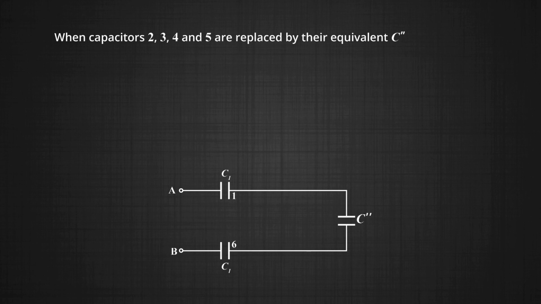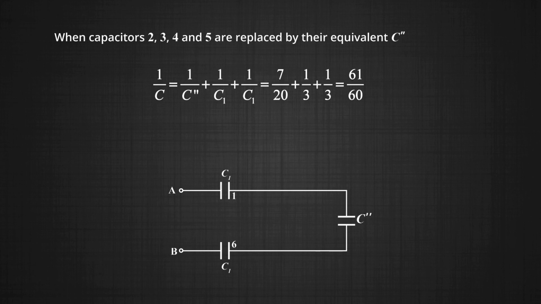The equivalent capacitance C of the entire network is given by 1 upon C is equal to 1 upon C double dash plus 1 upon C1 plus 1 upon C1, which is equal to 7 by 20 plus 1 by 3 plus 1 by 3. On solving, this comes out to be 61 by 60. Therefore, C will be equal to 60 by 61 picofarad.